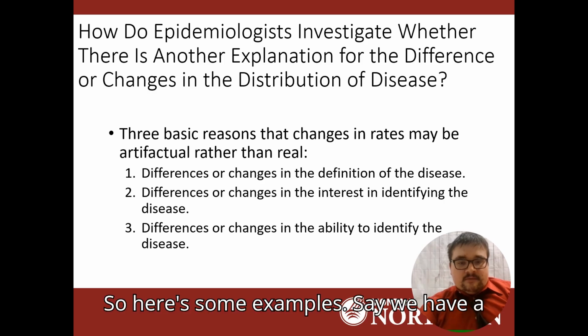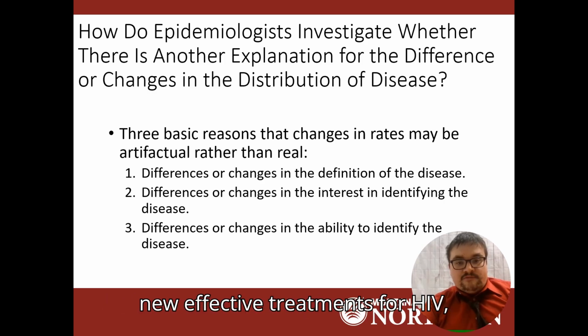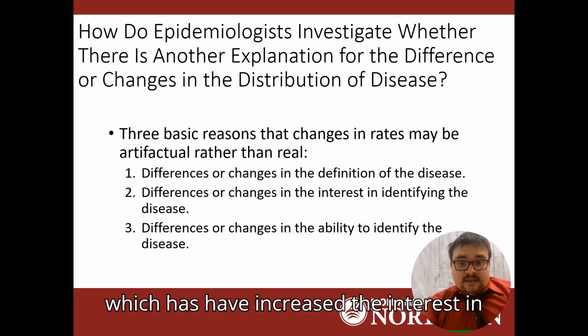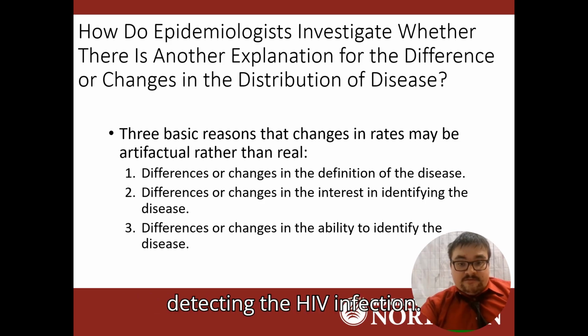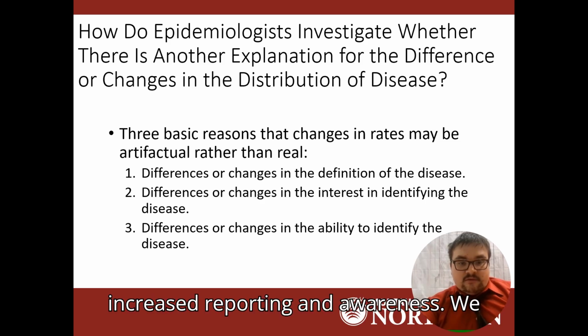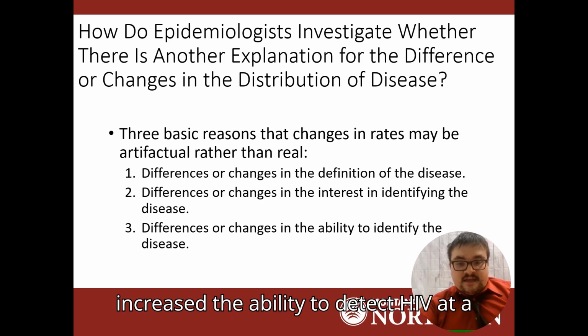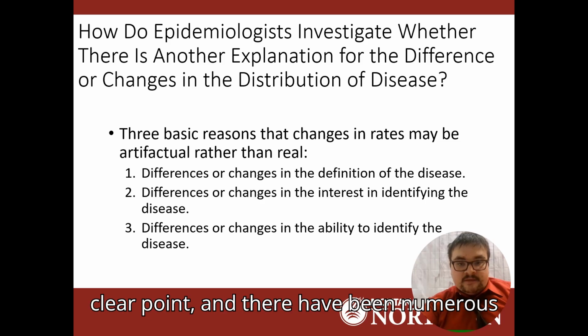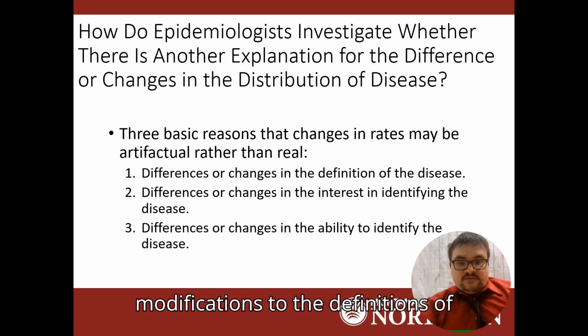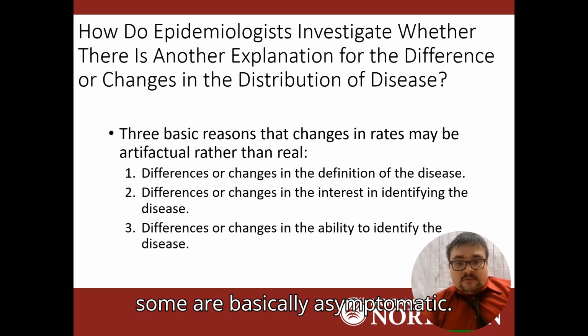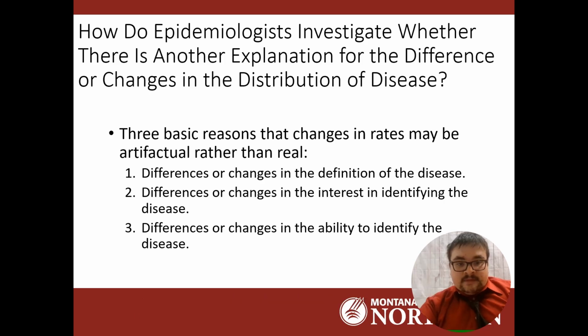So here are some examples. Say we have new effective treatments for HIV, which have increased the interest in detecting HIV infection. This creates a bias towards increased reporting and awareness. We also have improved technology that has increased the ability to detect HIV at an earlier point, and there have been numerous modifications to the definitions of HIV/AIDS based on new opportunistic infections. Also, some cases are basically asymptomatic.